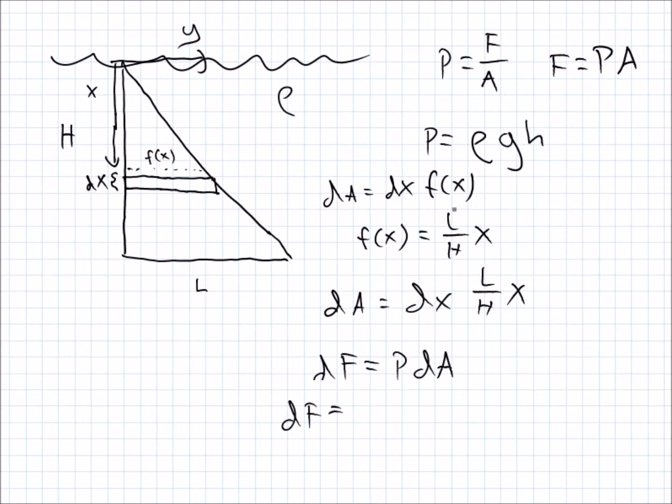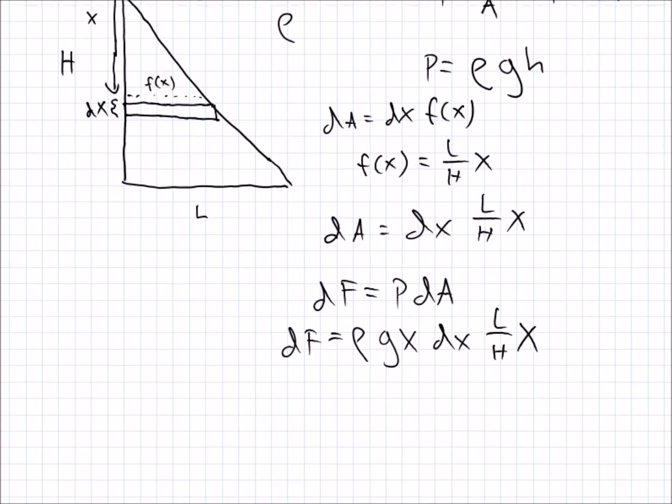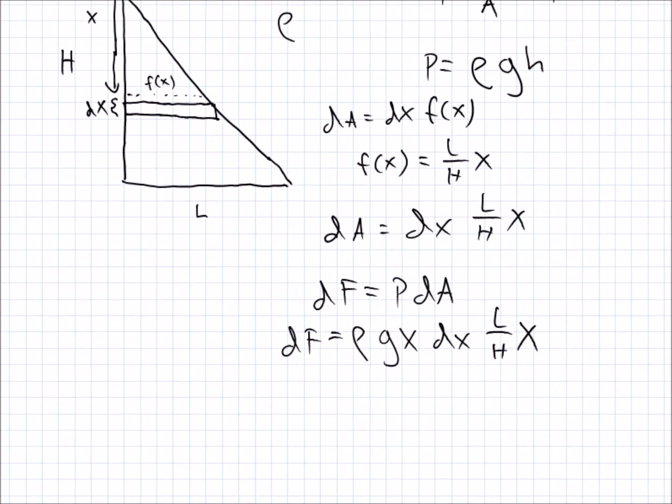And so let's see, dF is, well, that pressure is rho g h, h being how deep down you are. In my case, I actually used x as the coordinate that says how deep in the water you are. So it's going to be rho g x, okay, that's the pressure part, times dA, which we determined a second ago was dx L over h times x. Alright, so now we're actually starting to look at something we might be able to integrate.